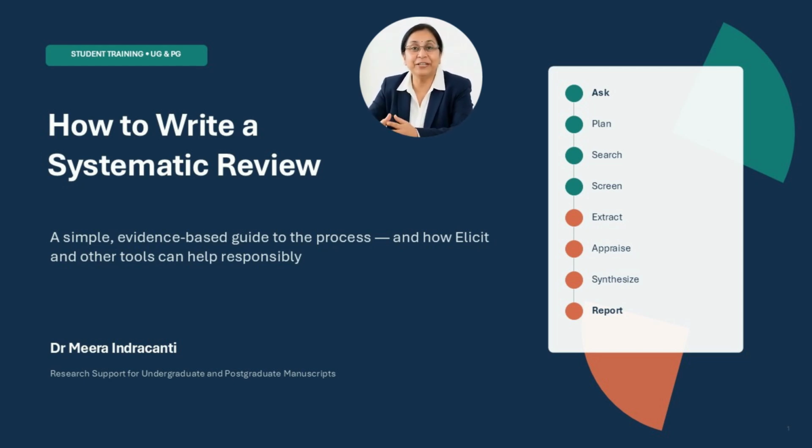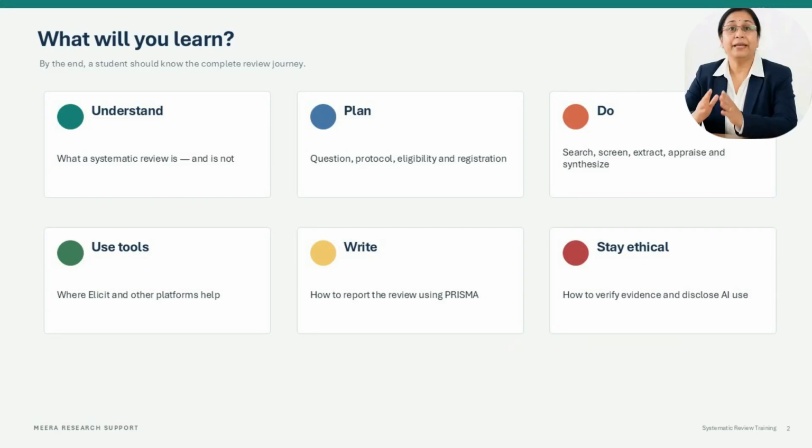AI tools may save time, but the student and supervisor remain responsible for the question, protocol, search, decisions, verification, interpretation, and final writing. This presentation has 6 goals. First, we will understand what a systematic review means. Second, we will plan the review before searching. Third, we will follow the practical steps from search to synthesis.